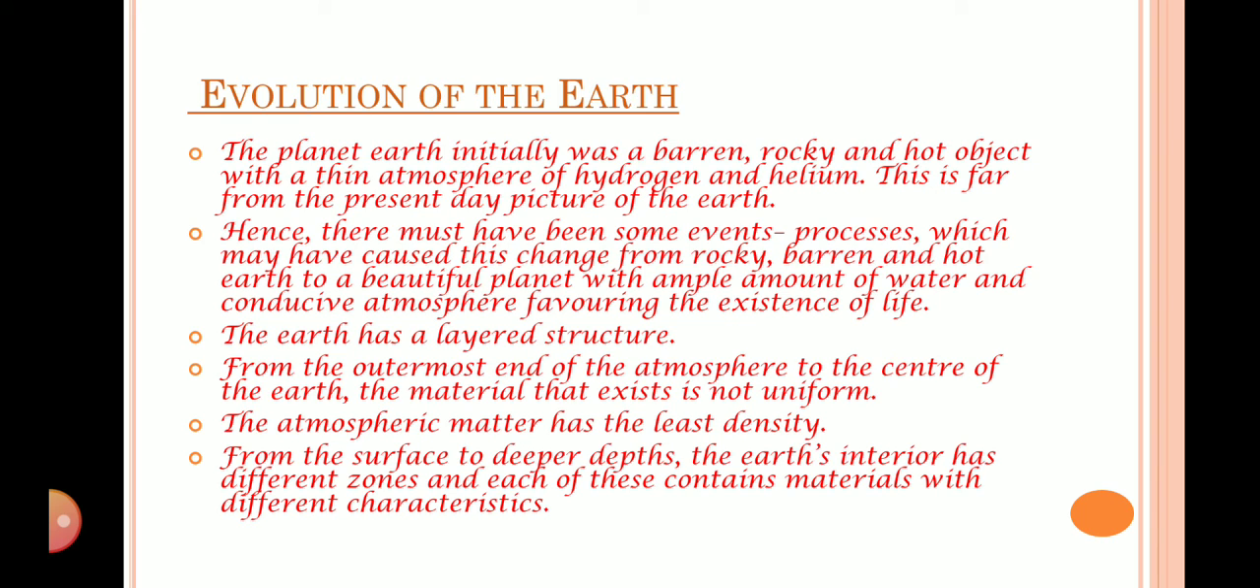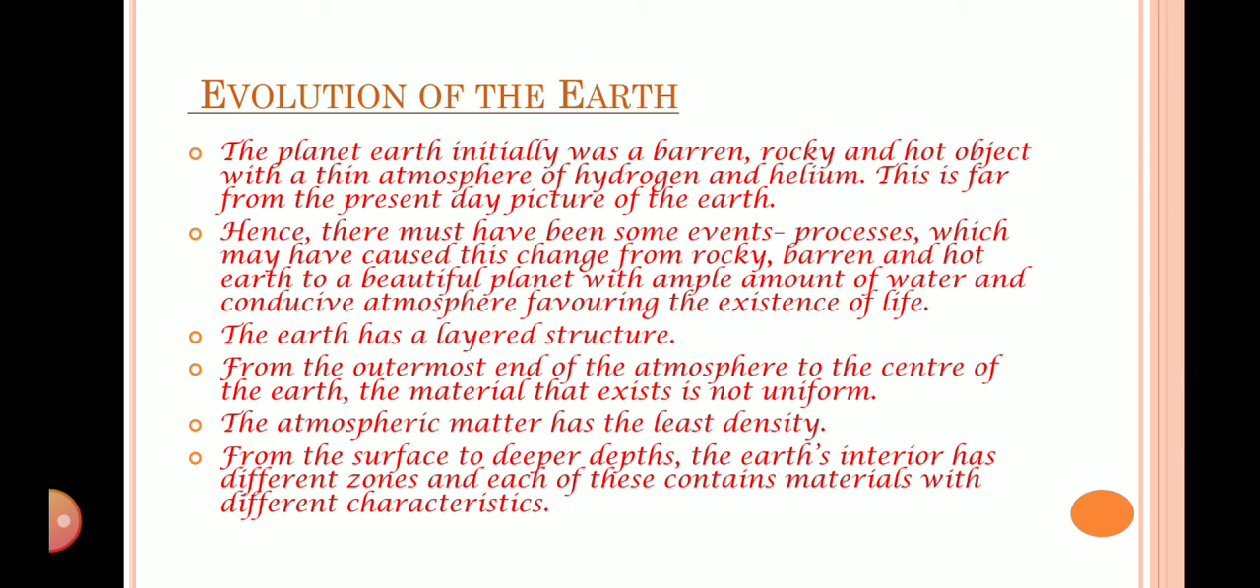The planet Earth was initially a barren, rocky and hot object with a thin atmosphere of hydrogen and helium. This is far from the present day picture of the Earth. Hence, there must have been some events or processes which may have caused this change from a rocky, barren, hot Earth to a beautiful planet with an ample amount of water and a conducive atmosphere favoring the existence of life.